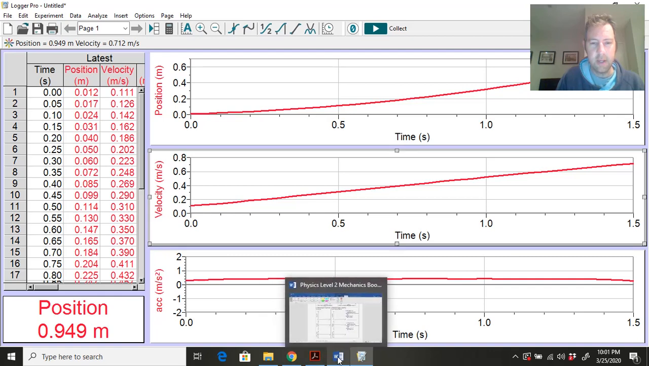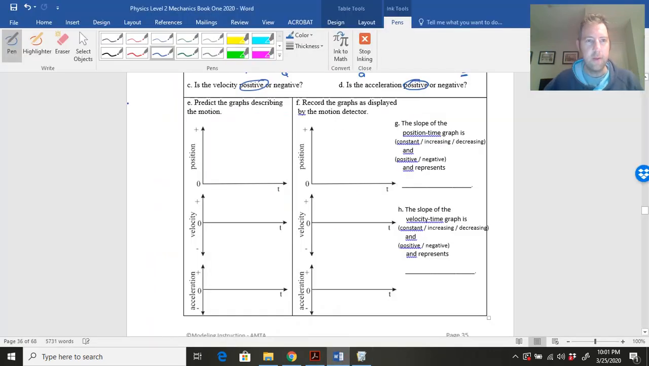So in my actual data here, it looks like I had this. Oh, go away. I had this, and I had a horizontal line. Right, I would like you to pause the video when I finish this sentence and answer G and H, and I'll go through them as soon as you have. So pause now.